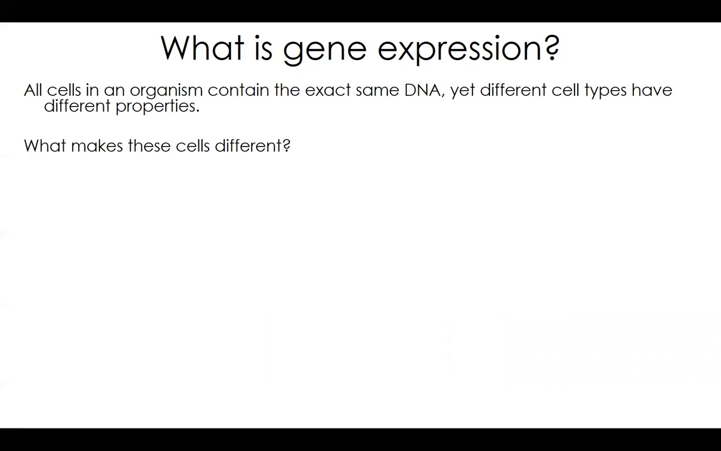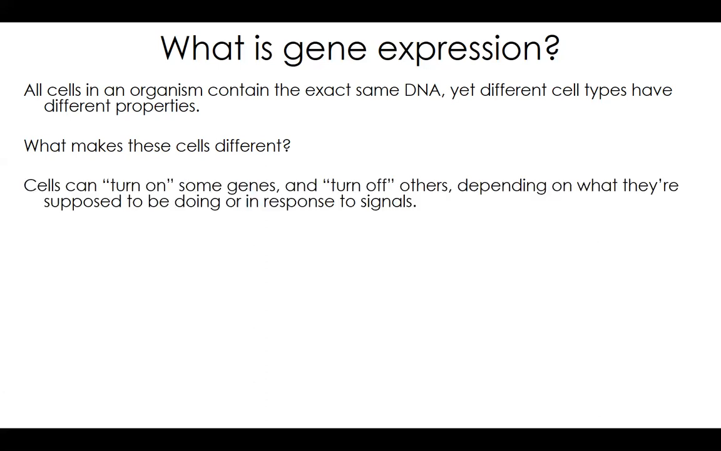So it turns out that this is all the result of selective gene expression. So even though cells have the same set of DNA, they can turn some genes on and turn others off, depending on what they're supposed to be doing or in response to signals from the environment or even their own internal signaling. So they're basically sensing the environment and using the DNA and deciding, am I going to make a copy of this as mRNA, or am I going to try and prevent a copy of RNA from being made?